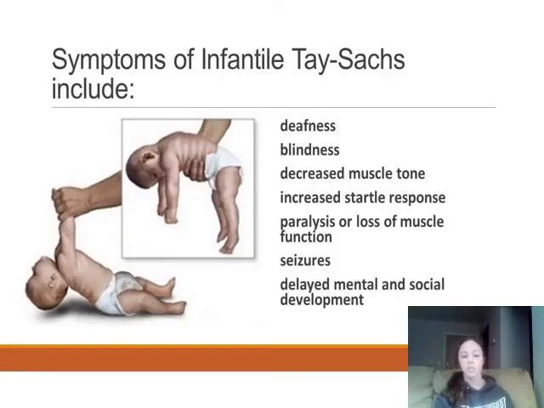So here's a little bit more of a detailed description of Tay-Sachs disease. This is when the lysosome is missing a certain enzyme that will destroy lipid molecules. And as a result, the cell becomes full of this lipid and stops functioning. And this can, besides just causing decreased muscle tone, causing the person not to be able to move anymore, also cause deafness, blindness, increased startle response, seizures, and delayed mental and social development.